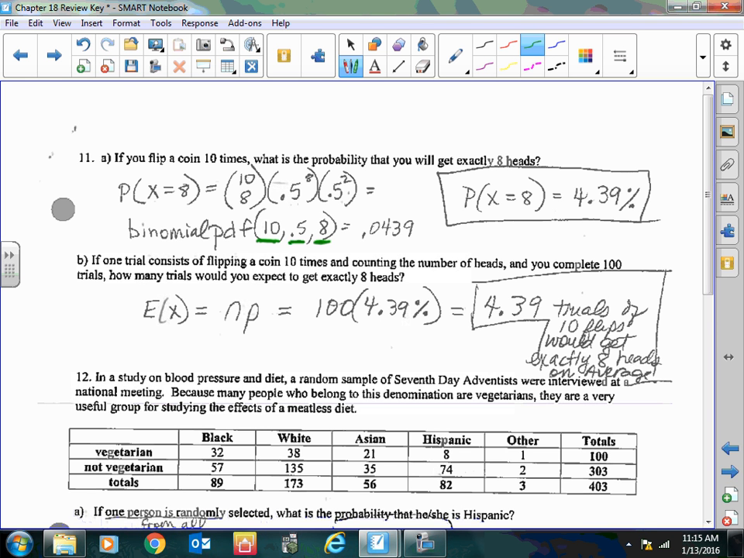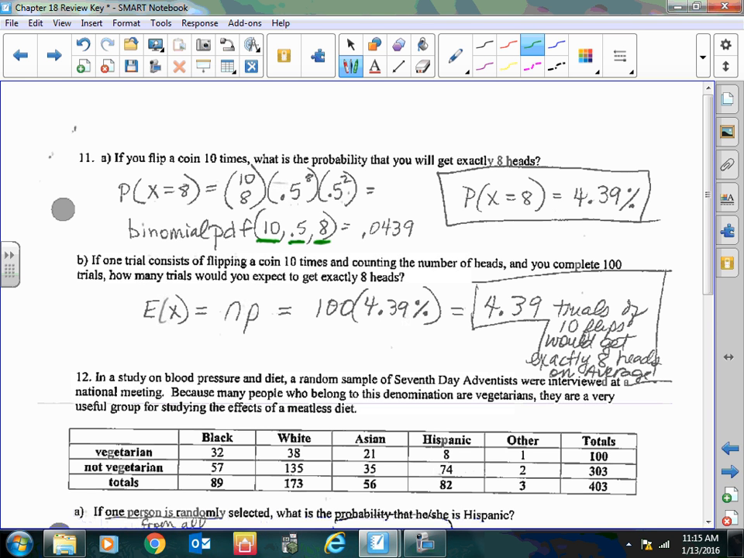And if you want to know how many times out of 100 you expect success, you just multiply n times p, 100 times this probability from part A. Okay, now here's a little AP strategy session, just like a little bitty hint.